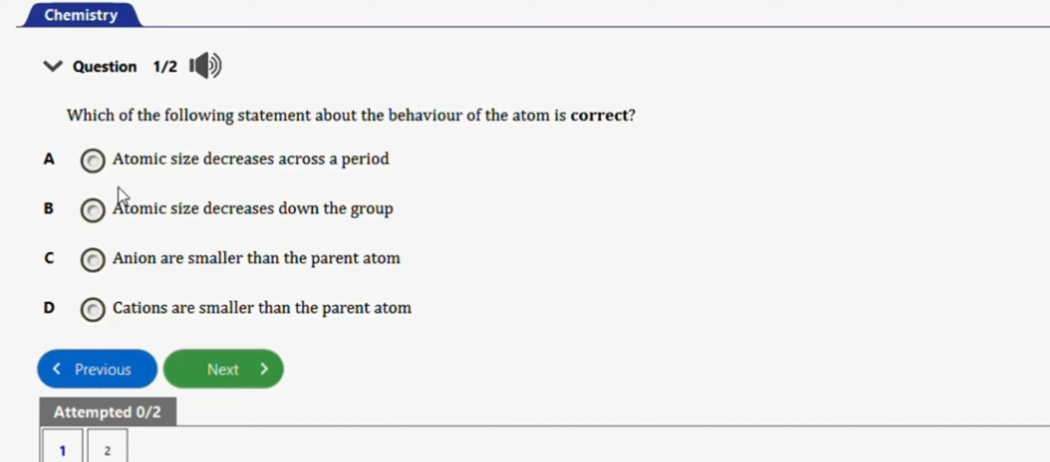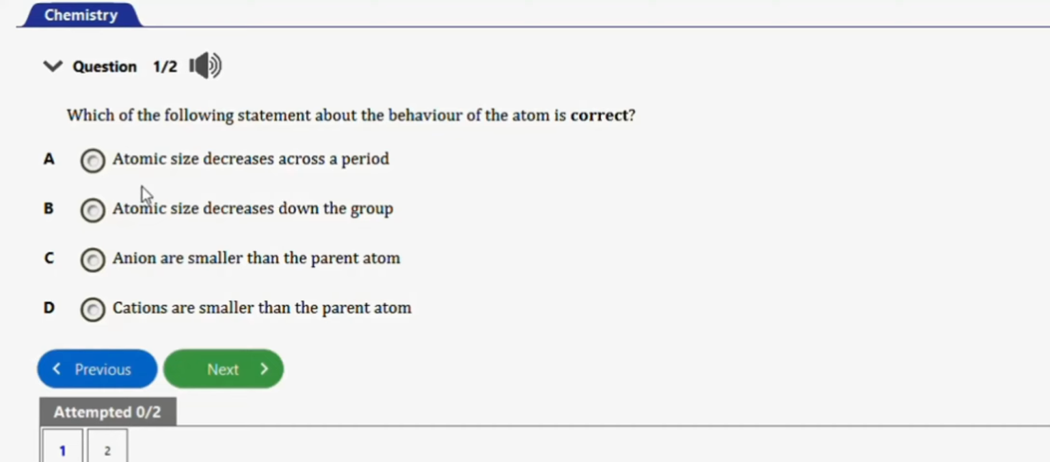So guys, the right option to this question would be atomic size decreases across a period. Okay, that's the answer to this question. What atomic size does is that it increases than the group basically, but decreases across the period. Alright, across the period shells are added, whereas than the group electrons are added. So the right answer to this question is option A.